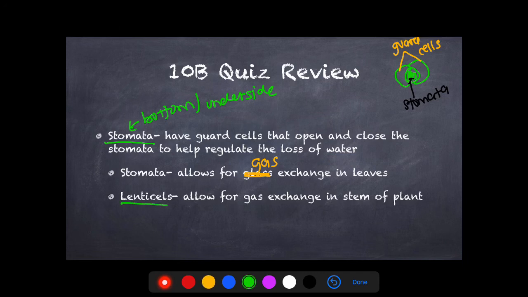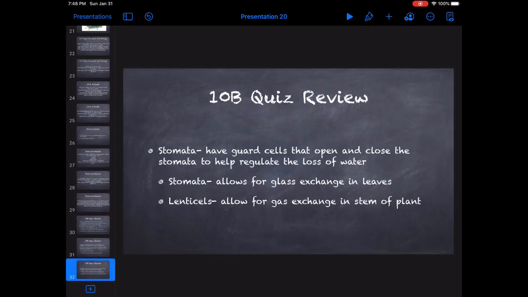and also allows water to leave the leaf through transpiration. And then we also talked about lenticels, which are specific for gas exchange in the stem of the plant. So stomata is in the leaves, and lenticels are in the stem of the plant. Make sure you know the difference between those.